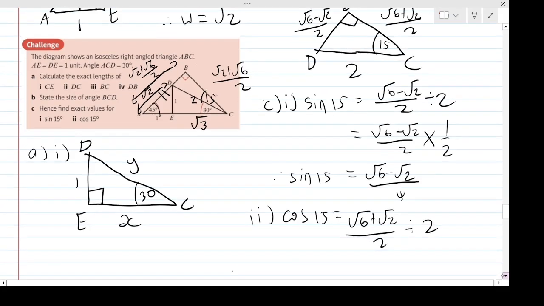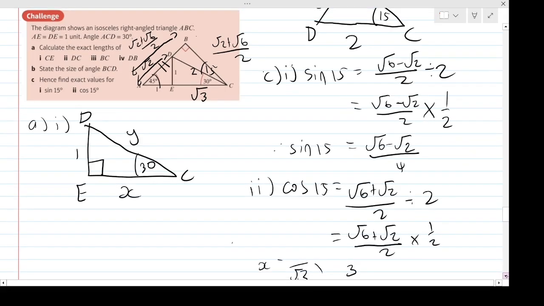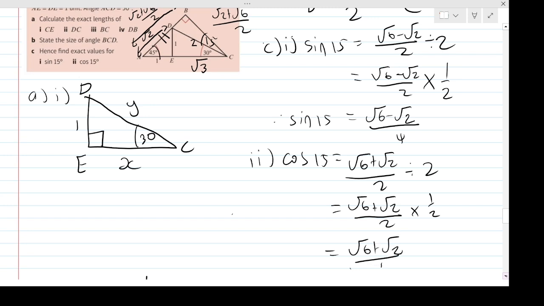So if you do KFC, keep flip change, it'll be times a half, right? And so if we do that, we get root 6 add root 2 over 4, okay? So cos of 15 gets us that. And so that's the whole idea then.